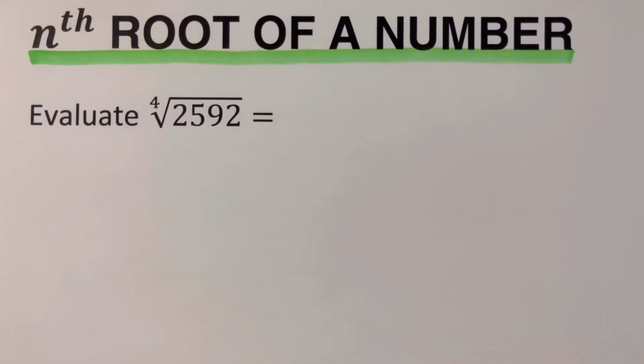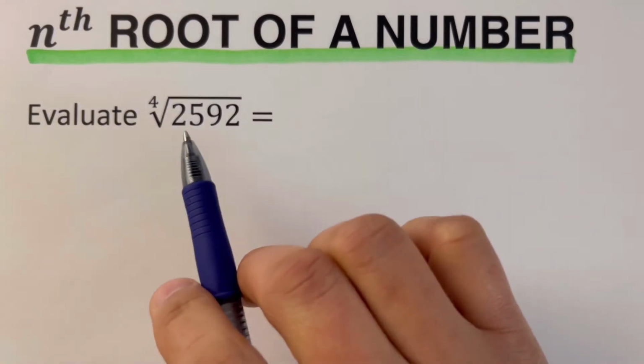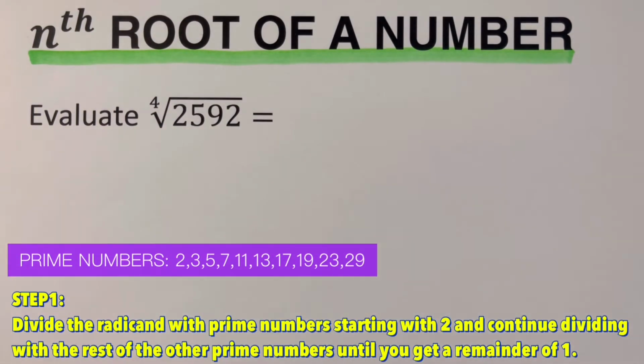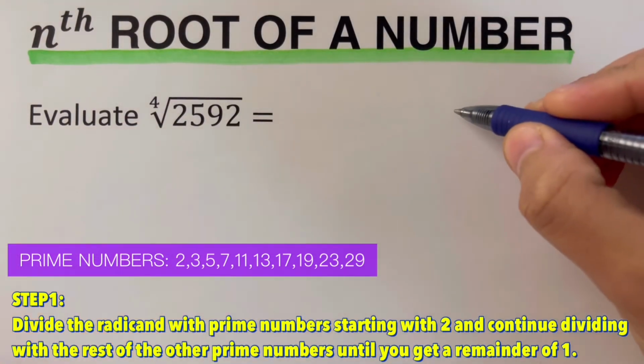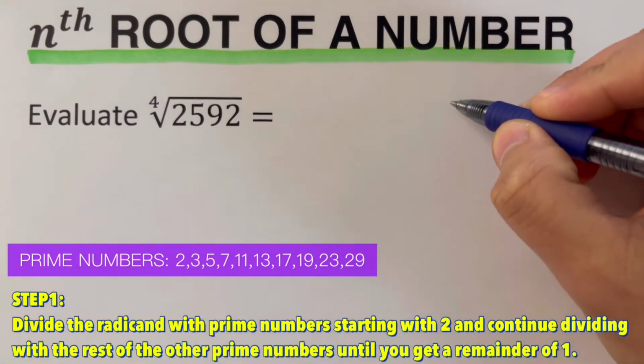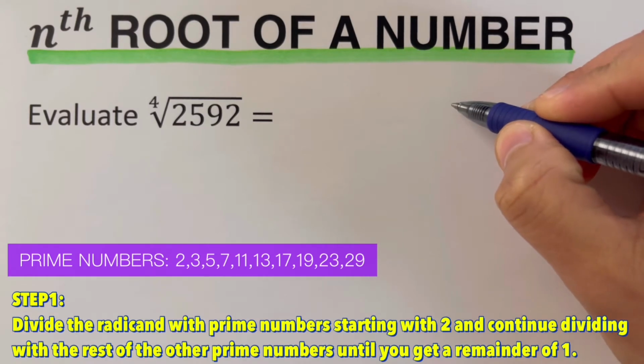Okay, going back to the problem right here, there are steps that we need to follow in order to evaluate this expression. The first step is to divide the radicand by a prime number starting with 2 and continue dividing with the rest of the other prime numbers such that you can get a remainder of 1. So I'm going to divide this 2,592 by 2. I'm going to show the work on the side right here. By the way, I will put the list of the first 10 prime numbers on the side for your reference.